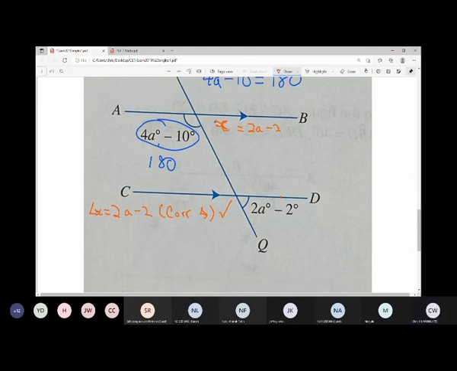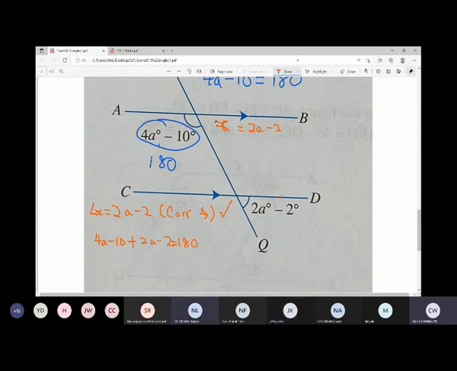4A minus 10 equals 2A minus 2? They are not equal. Plus. Very good. Okay, I'm going to take it away. Plus, right. 4A minus 10 plus 2A minus 2. Continue. You have not finished yet. 4A minus 10 plus 2A minus 2 gives you what? 180. Very good. What is your reason?